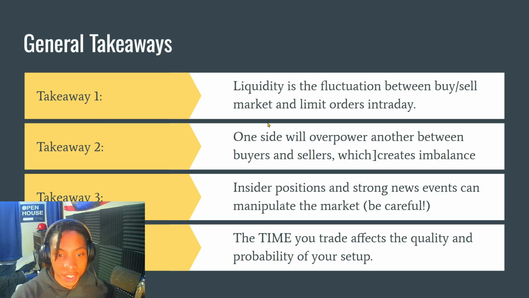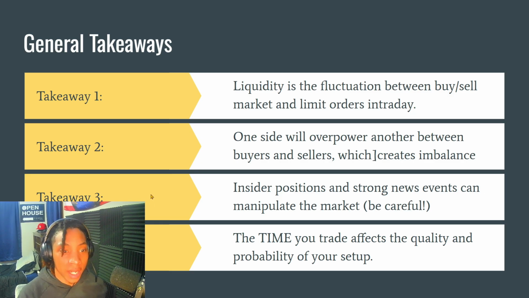The second takeaway says one side will overpower another between buyers and sellers, which creates imbalance. And these imbalances are going to be rapid moves. We want to make sure that they follow the general trend so we can take entries and target specific areas where price reacted to. The third takeaway here says insider positions and strong news events can manipulate the market, and be careful, which is very true.